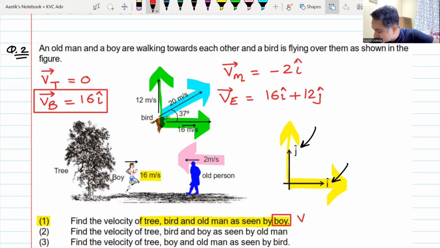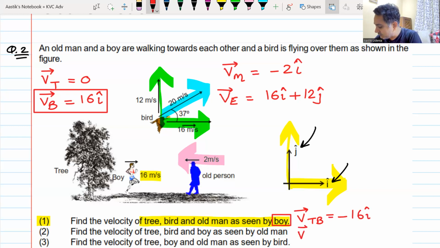So I'll write it as velocity of B T. Velocity of boy, that will be velocity of boy with respect to tree. Sorry. Velocity of tree with respect to boy, TB. What is VTB? -16 I cap. So velocity of tree minus velocity of boy, so it is -16 I cap. Everyone understands this? Yes, sir.